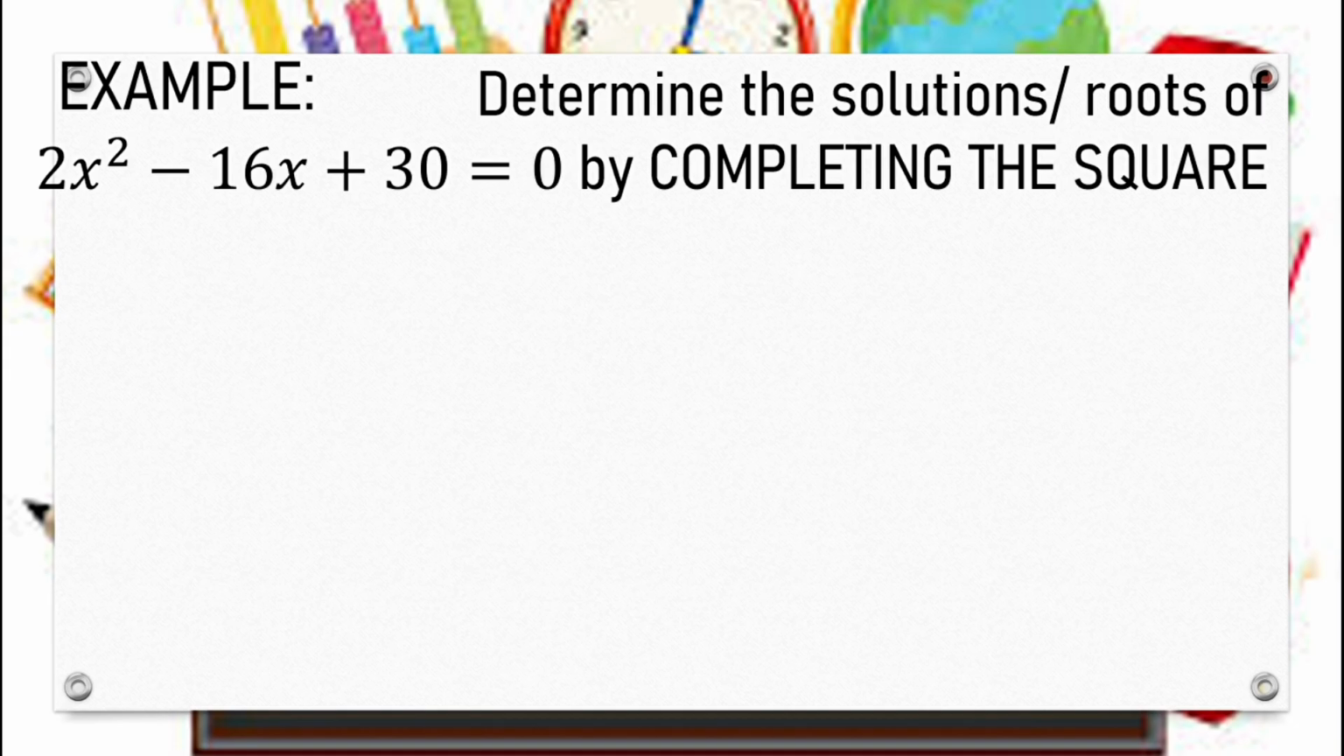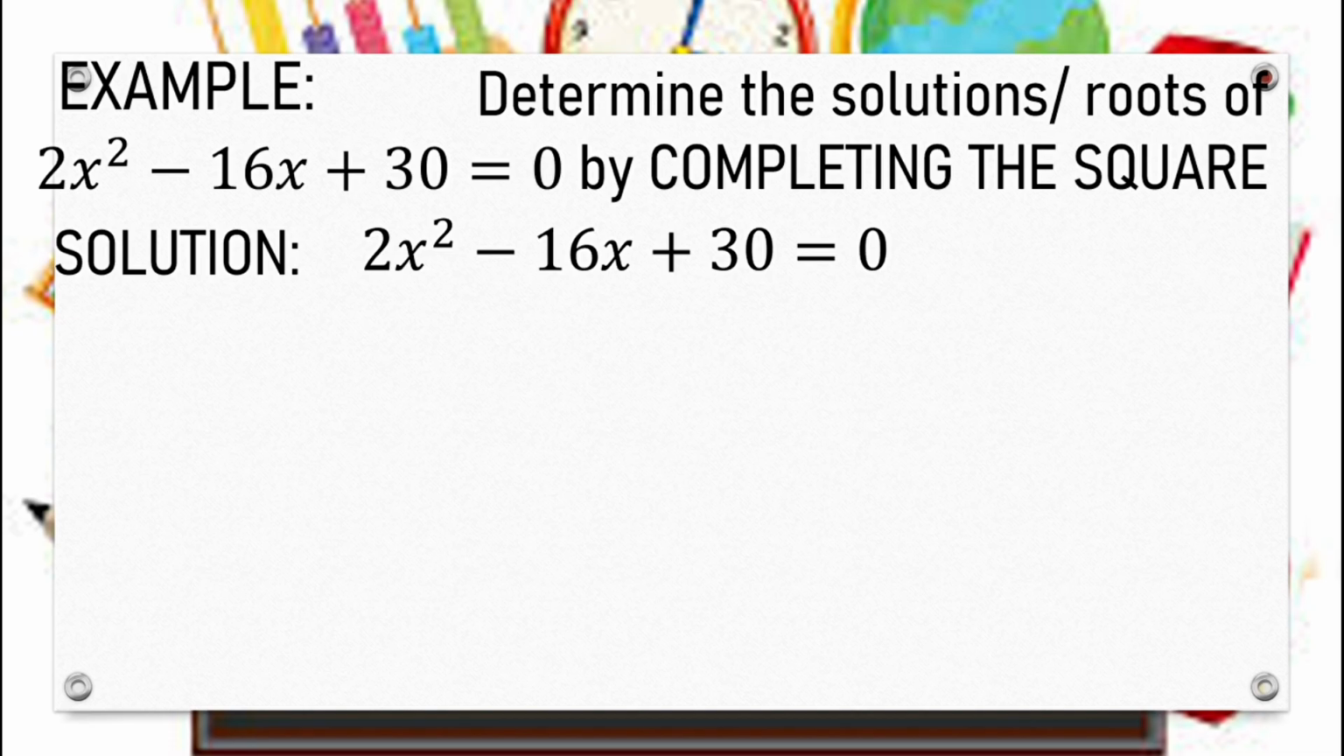Let's have our next example. Determine the solutions or roots of 2x squared minus 16x plus 30 equals 0 by completing the square. For our solution, given the equation 2x squared minus 16x plus 30 equals 0. If we noticed, the coefficient of our x squared is 2.